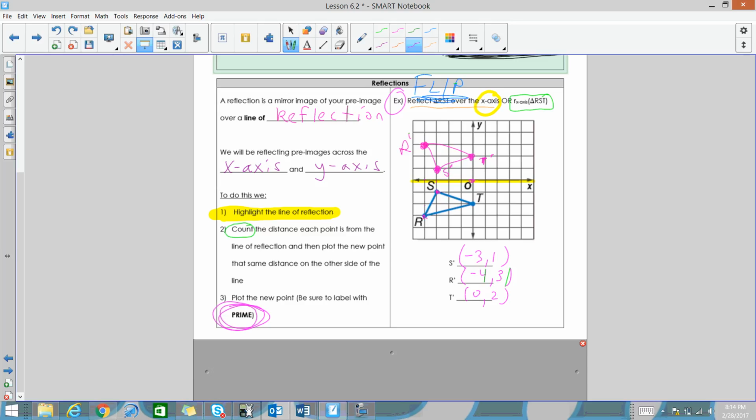So this is reflections. Now, in my opinion, I personally think reflections are the easiest of all the transformations, because literally you just need to know what you're reflecting over, and boom, it's done. You just count your distances.